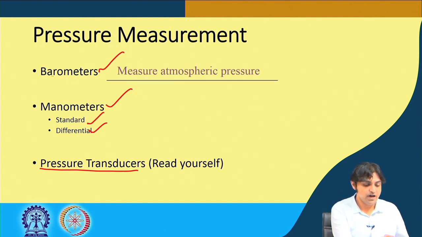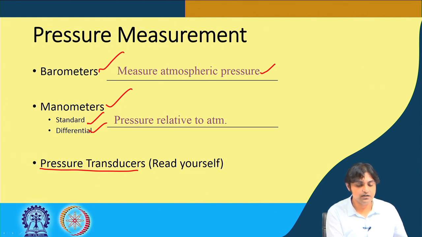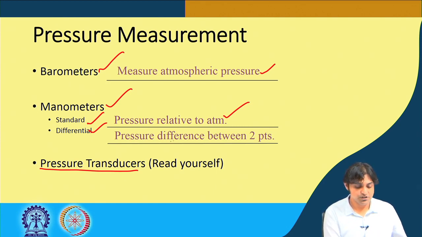So what do barometers do? Barometers measure the atmospheric pressure. Manometers, this standard manometer, measures the pressure relative to the atmosphere. Differential manometer measures the pressure difference between 2 points.